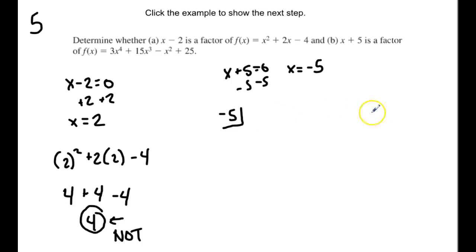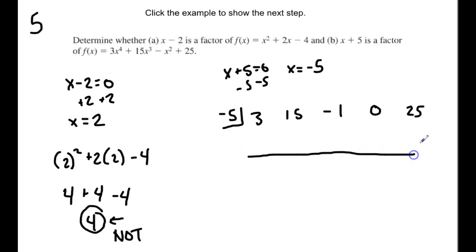And then I have to fill in my coefficients from all of my terms in my polynomial. Right, so I'm going to have 3, 15, negative 1, 0, and 25. I can't leave out the 0 because I don't have an x term, so I have to give it a value. Right, and when I'm using synthetic division, I take down this first term, and then I just start multiplying. So negative 5 times 3 is negative 15. 15 minus 15 is 0. Negative 5 times 0 is 0. Negative 1 plus 0 is negative 1.